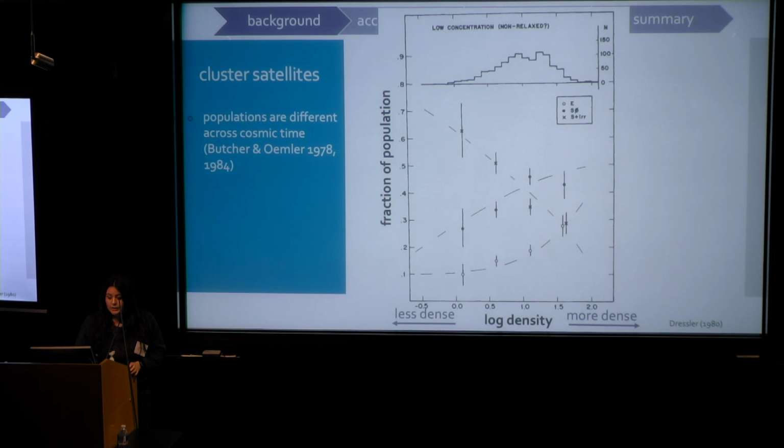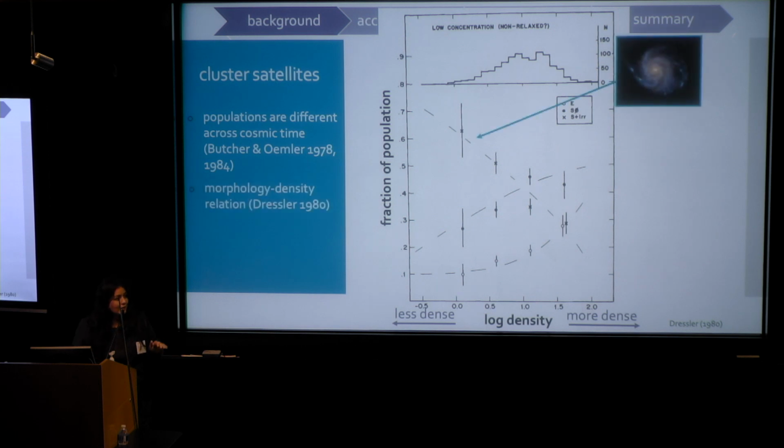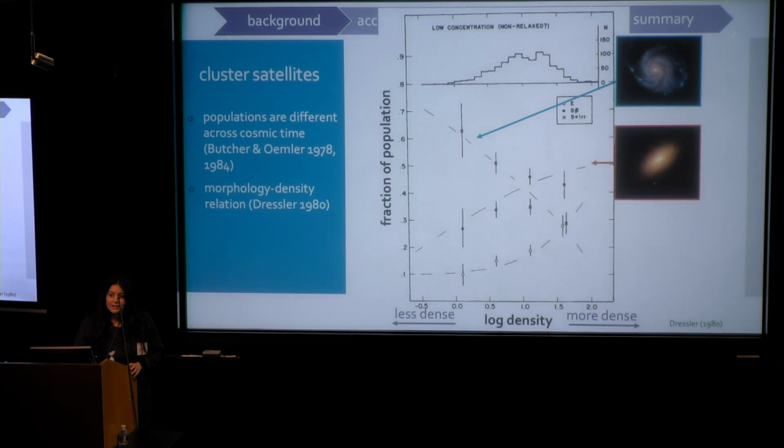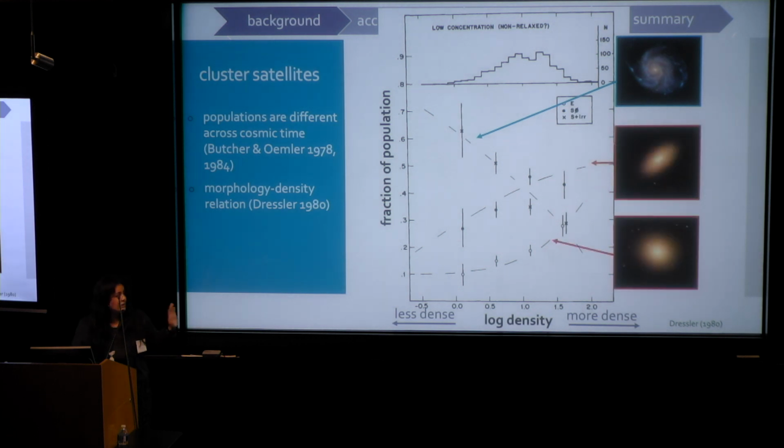There's also this other seminal work by Dressler in 1980. This is the morphology-density relation. This top line here is showing you blue spiral galaxies. This middle one is S0, and this bottom one is elliptical galaxies. You can see that as the density of the environment increases, the density of the cluster increases, the amount of blue spirals is declining and the amount of S0s and ellipticals is increasing. So we would expect to find blue or star-forming galaxies in the less dense regions, or the outskirts around clusters.